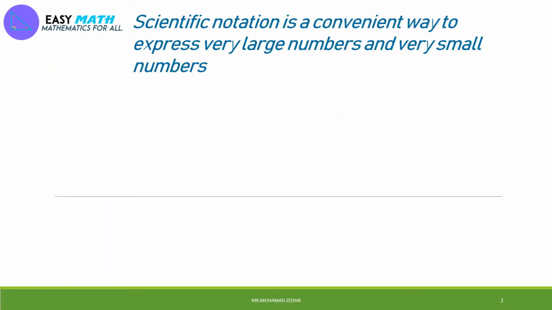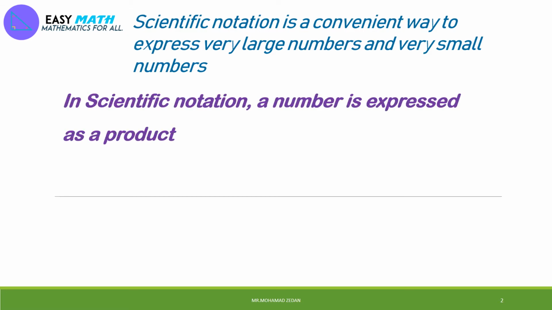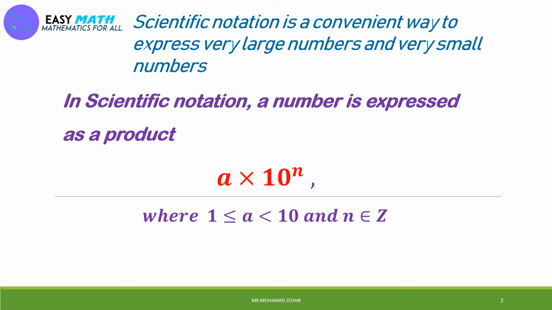Scientific notation is a convenient way to write very large numbers and very small numbers as a number times a power of 10. In scientific notation, a number is expressed as a product of a number a times 10 to the power n. Can a be any number? No. a must lie between 1 and 10. Bigger than or equal to 1? Maybe 1, no problem. But less than 1? No. 0.6? No. And smaller than 10. It cannot be 10 or more. Less than 10, 9.9? No problem. And n belongs to Z; the power of 10 is an integer.